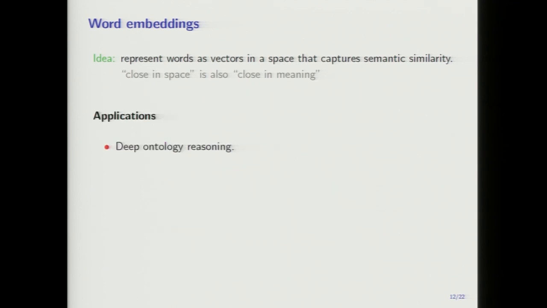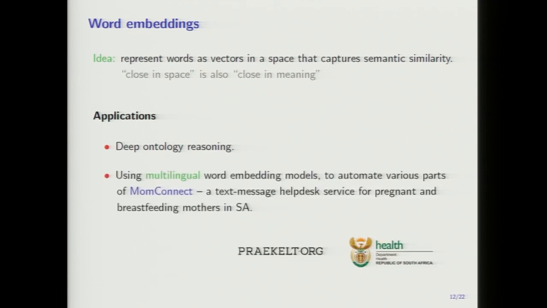Okay, some applications of this that we're currently working on. One is in formal AI, formal logic and ontology, to see if we can use these word embeddings to train deep neural networks to do things similar to formal ontologies. Another project that I'm quite excited about is that we're also training multilingual word embeddings. So we're not using only English, but all the languages of South Africa.